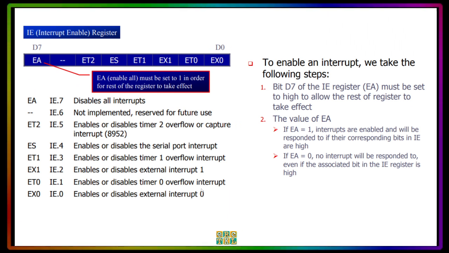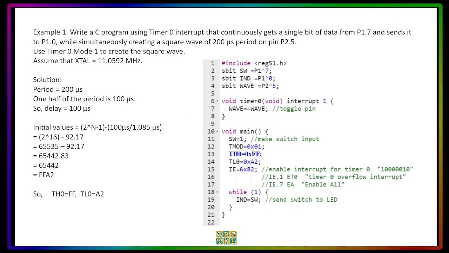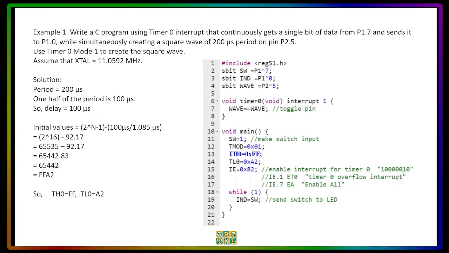Now, if we want, you can also write EA equals 1, ET2 equals 0, ES equals 0, ET1 equals 0, EX1 equals 0, ET0 equals 1, EX0 equals 0. You see, that's too difficult to do because you will be using 7 lines of code instead of simply putting 1 line of code. That's why it's better that we master the use of hexadecimal numbers here, like 82, if we want to control the timer 0 interrupt.